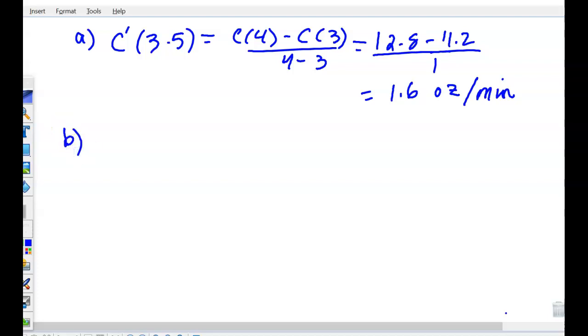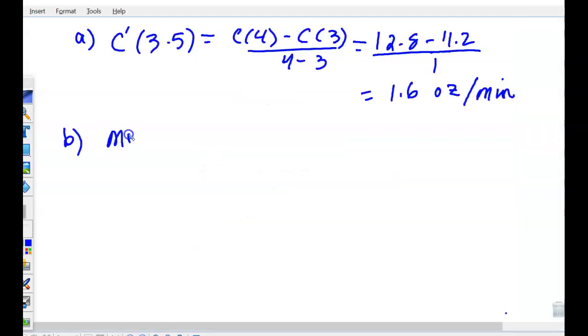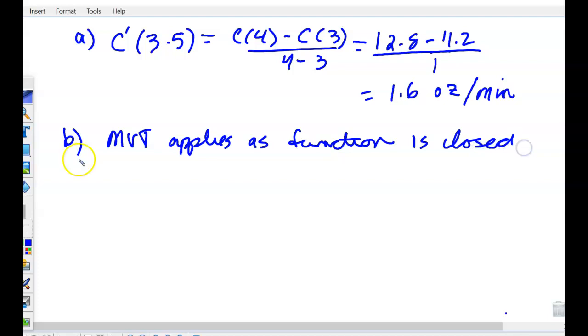Now in question B, they want us to verify, is there a time between 2 and 4 at which C prime of t is equal to 2, justify your answer. So they're asking us, is there some place between 2 and 4 such that the derivative of t is equal to 2? And we're told that the function is differentiable and it is closed, so we know that the mean value theorem does apply. So mean value theorem applies as function is closed, continuous, and differentiable.